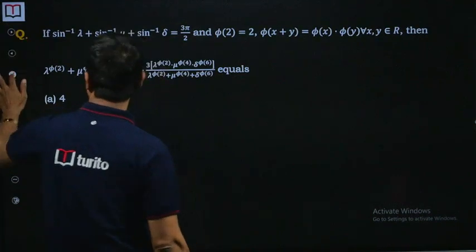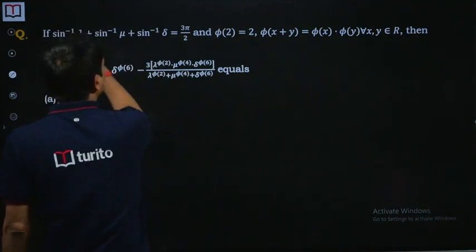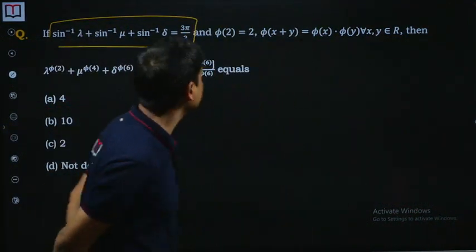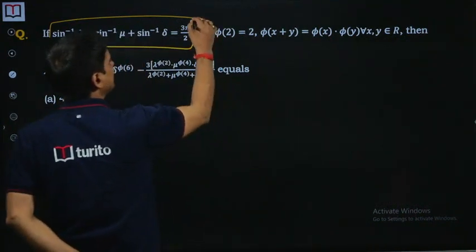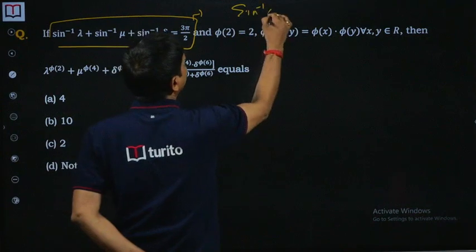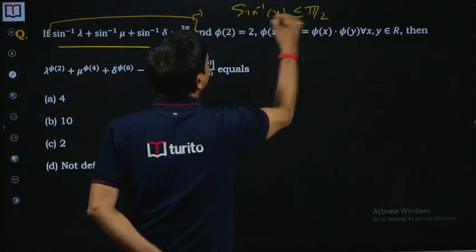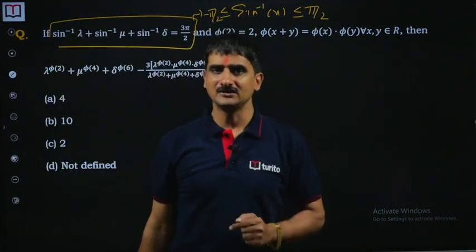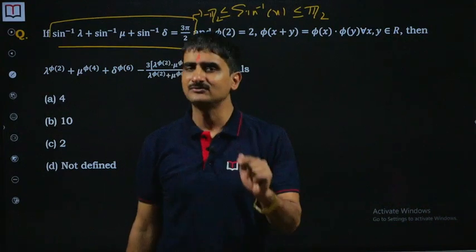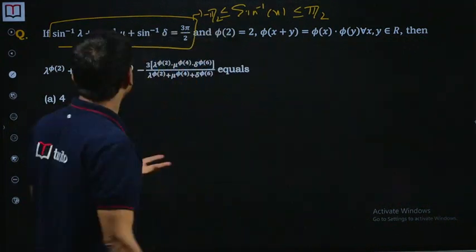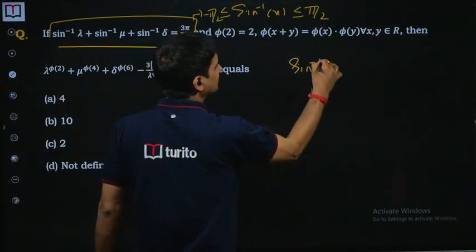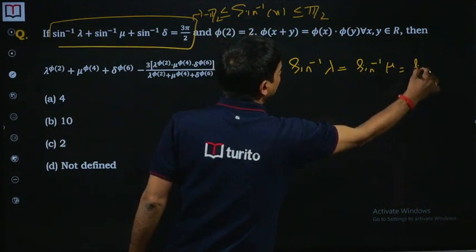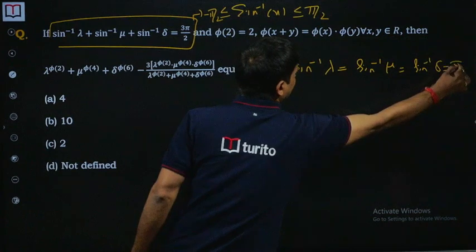So again, that was an important, good question. Now the boundary value problem. Sine inverse of lambda, sine inverse of mu, sine inverse of delta is 3 pi by 2, and we know the range of sine inverse x is not more than pi by 2 and not less than minus pi by 2. Of course, when all three terms of sine inverse take their maximum value, then only they can add up to give 3 pi by 2. So that simply means that sine inverse of lambda, sine inverse of mu and sine inverse of delta are all pi by 2.